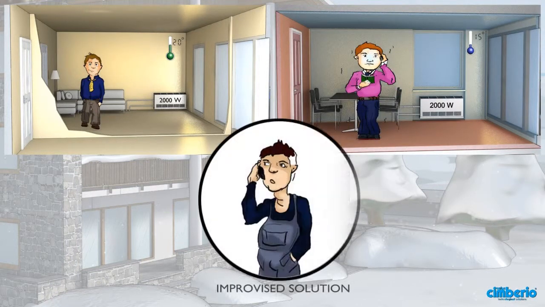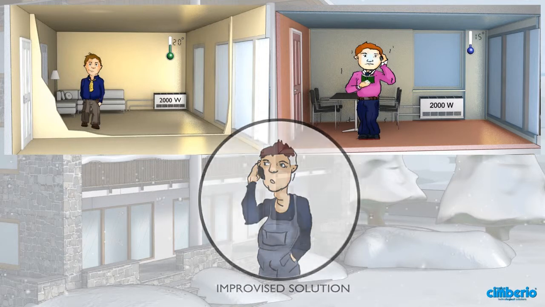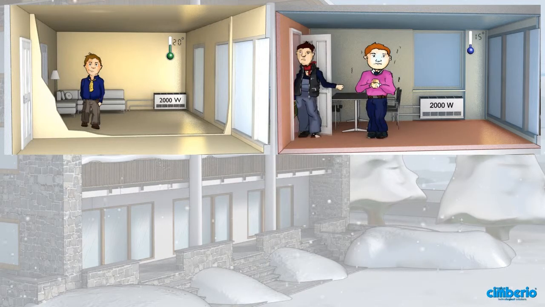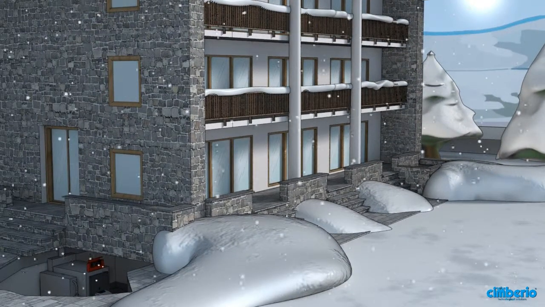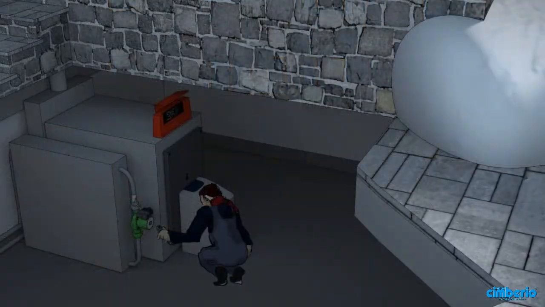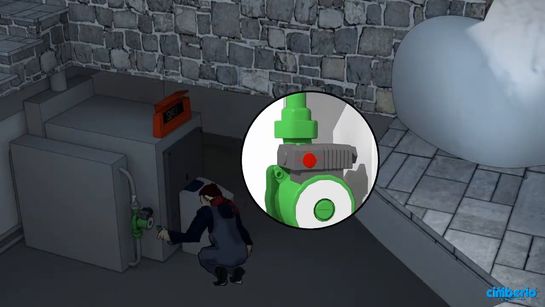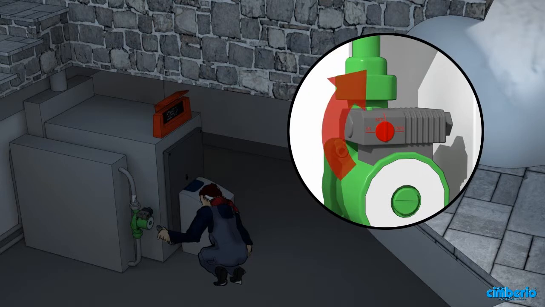Desperate, Mr. Brown has no other choice but to call a plumber. The plumber can only improvise a solution, go to the boiler room and increase the flow rate of the circulator and modify the temperature of the supply water to the boiler.